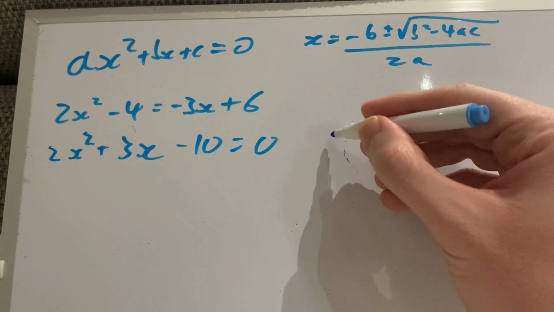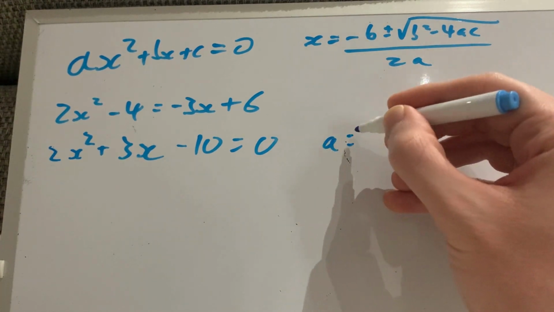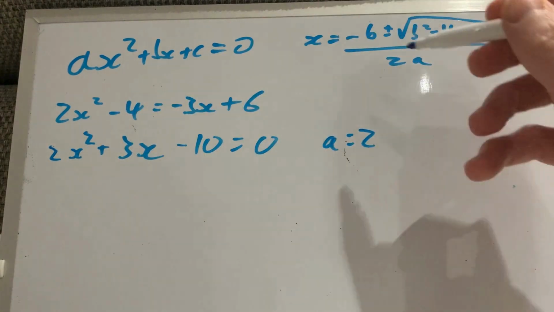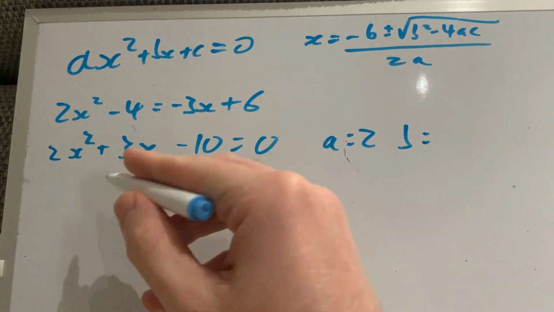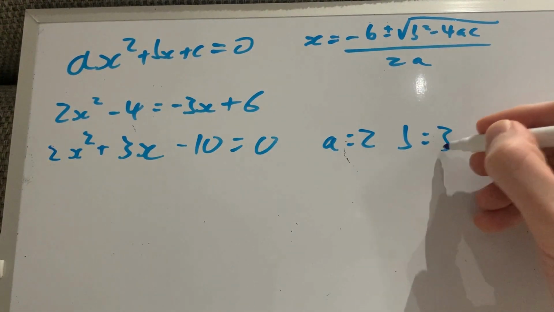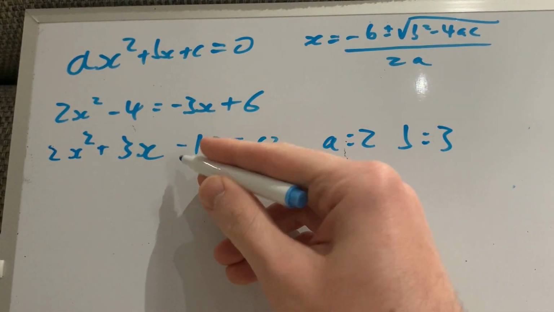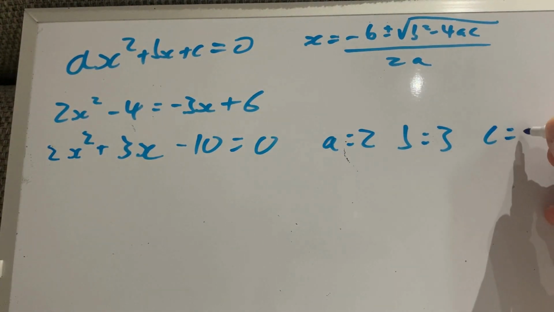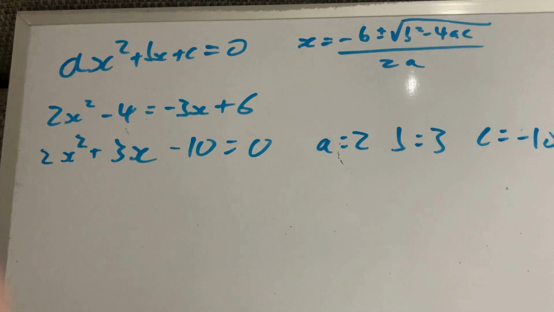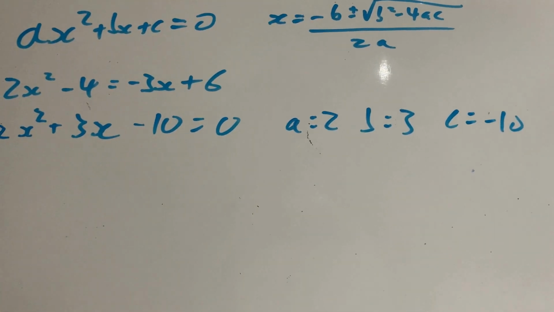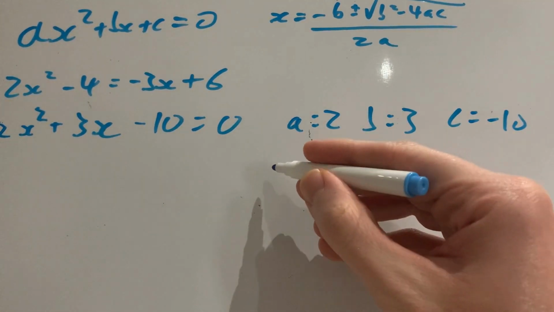So we see that our a term is going to be 2 because it's the coefficient of x squared. Our b term is going to be 3, the coefficient of x, and our constant term c is going to be negative 10. Okay, now that we've got that, we can just substitute everything in.